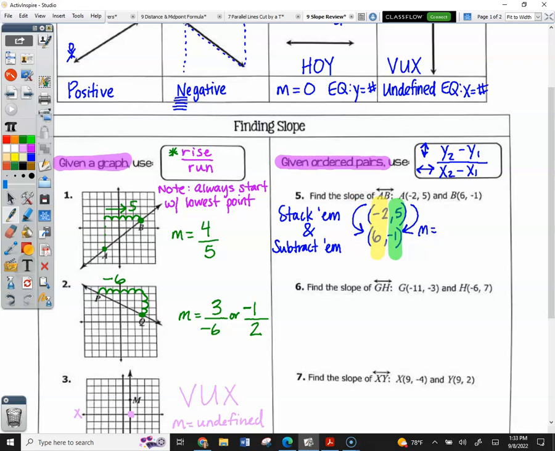I'm going to write it. I'm not even going to do it in my head. 5 minus -1 over -2 minus 6. I didn't try to do it in my head because I don't want to complicate it. I want to write it first, and then I can either do it in my head or type it in the calculator.